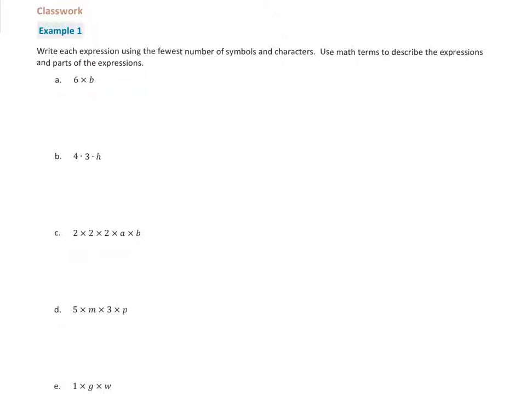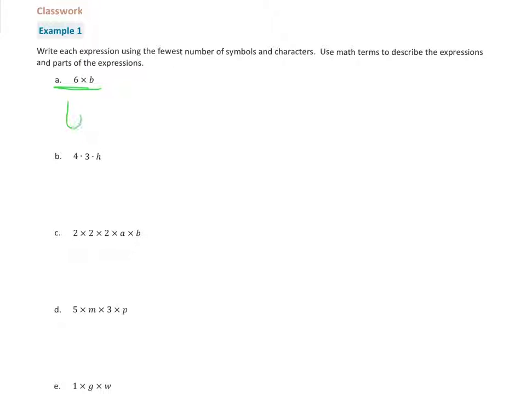All right, we're looking at some multiplication today, and we're looking at rewriting different multiplication expressions. So in this first example, we're being lazy. We want to rewrite them with as few symbols and numbers and letters as possible. So let's check out this first one, 6 times b. Now that looks pretty short, but trust me, it could be shorter.